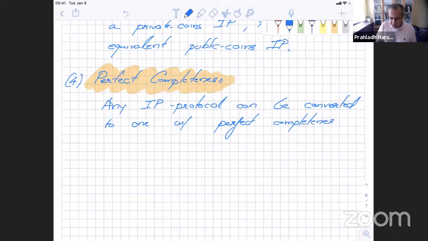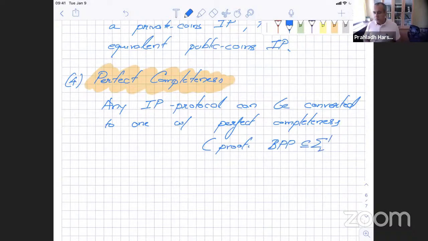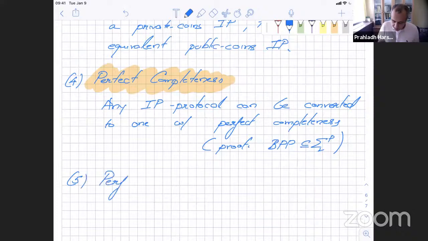And the proof will be similar to the proof that BPP is in sigma 2p. Next thing I want to ask is, what about perfect soundness? Can I make it the other direction? Can I make the 1/3 drive it down to 0?